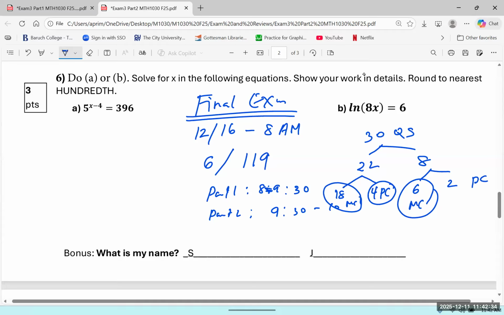Of course, you have to show correct work. If your work is correct and you pick the correct multiple choice, then you get full credit. But if your work is wrong, but magically you pick the correct choice, it's 0.